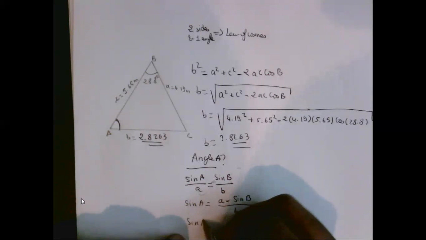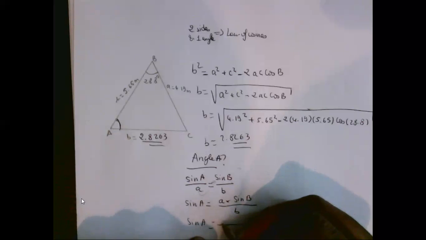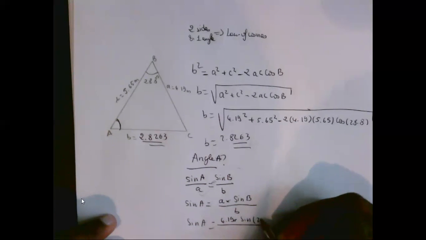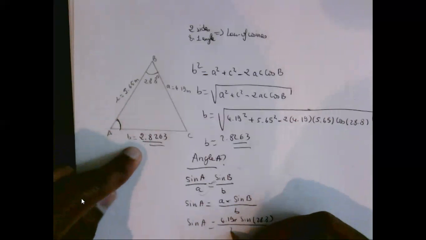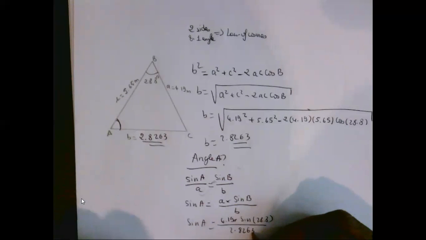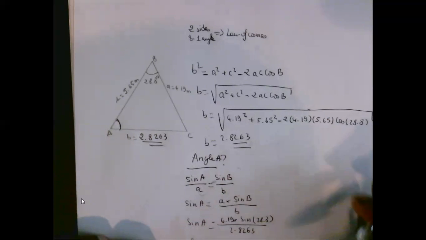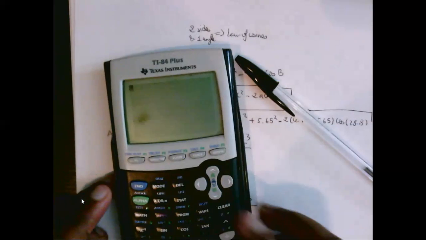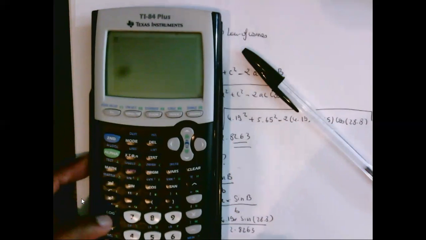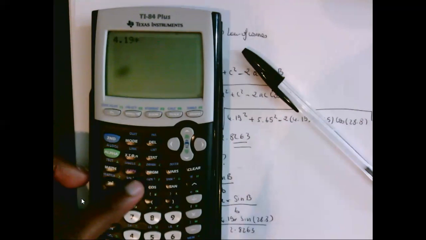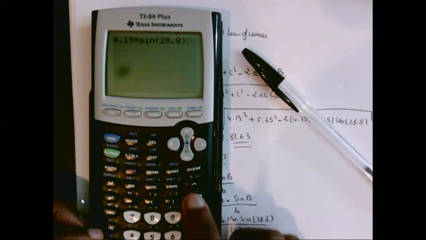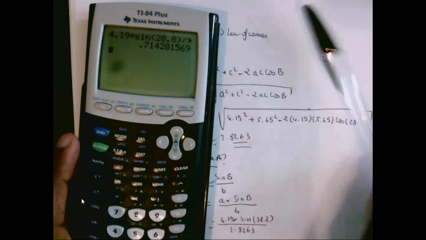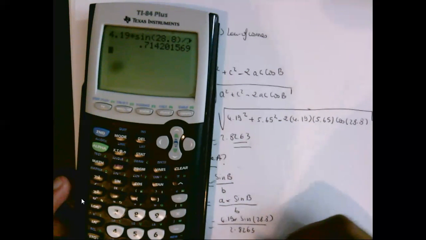So sine of A will be equal to small a, 4.19, multiplied by sine of 28.8, divided by small b, which is 2.8263. I plug that in the calculator: 4.19 times sine of 28.8 divided by 2.8263. I get this thing, and this is about 0.7142.